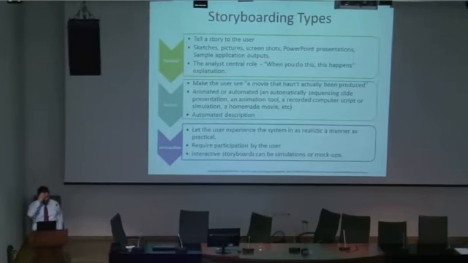There are three main story types. It's the passive, the active, and the interactive. As you can see, the first one is to tell a story to the user. And usually we just use some pictures, some sketches, some guidelines, a little bit of text. The second one is to make the user see a movie that hasn't actually been produced. So we can have some animations there. And the third one is to be really close to the final thing, but not exactly the final.